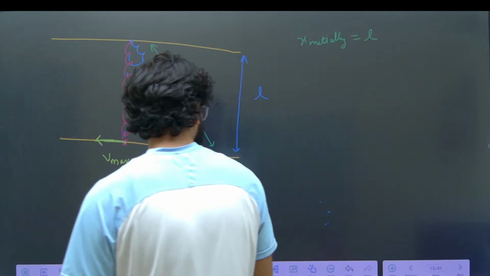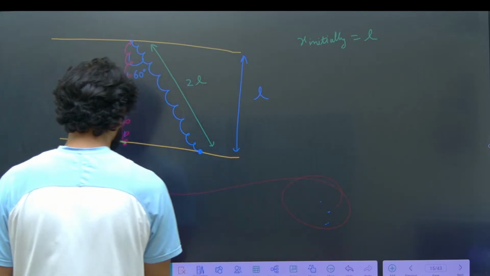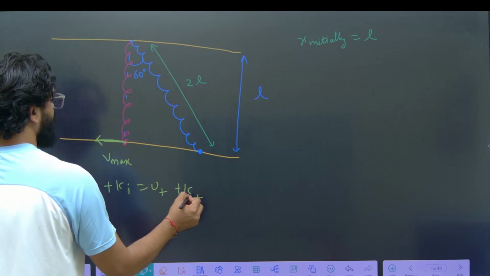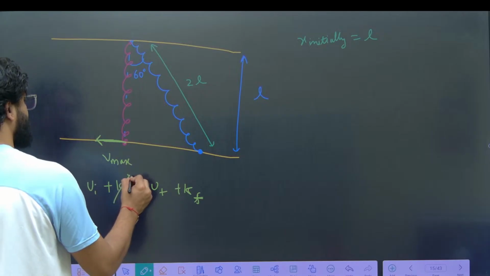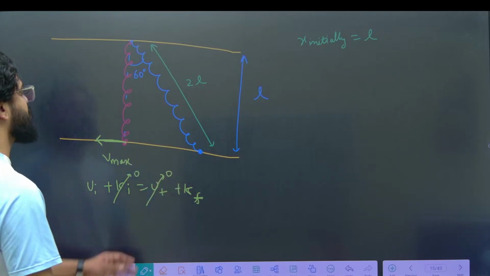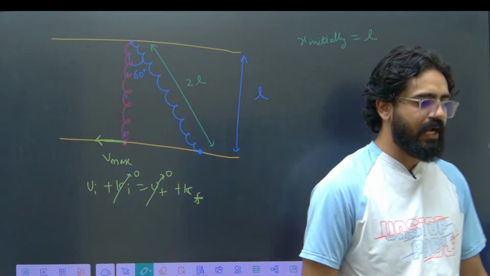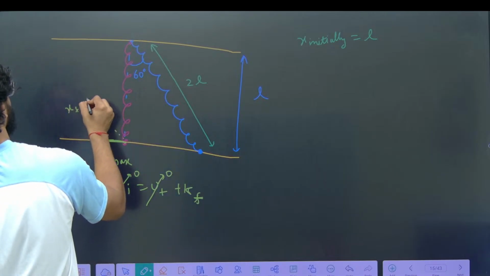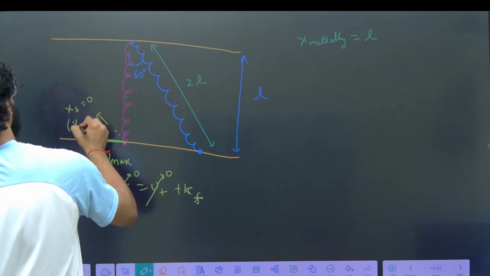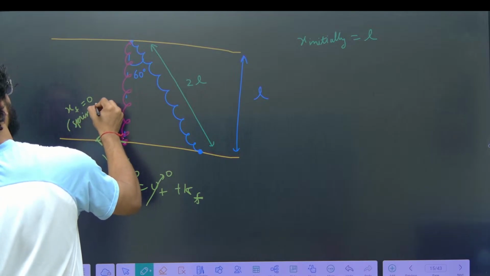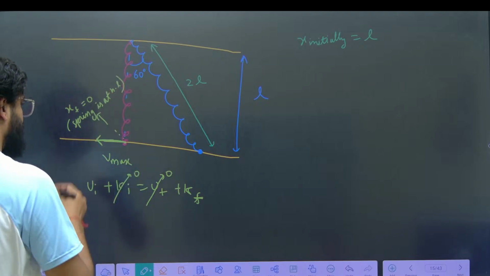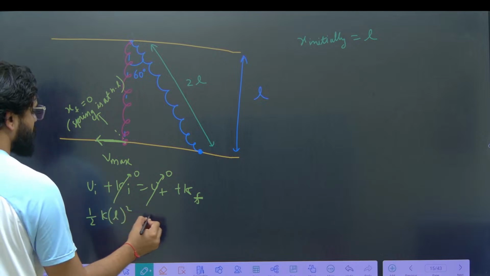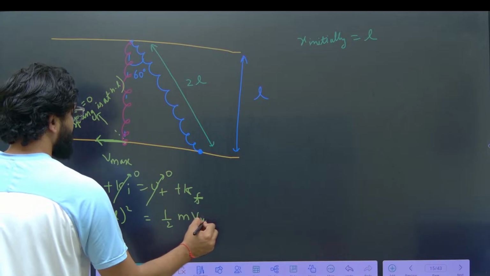Okay, so we can use the conservation of mechanical energy and calculate that Vmax. So Ui plus Ki equals Uf plus Kf. Okay, so initial kinetic energy is 0, final potential energy is 0. Why is final potential 0? Because L is the natural length, right? So x final is 0, because the spring is at natural length, correct? Okay, so initial potential energy, which is half k x square, half k L square, equals half m Vmax square.